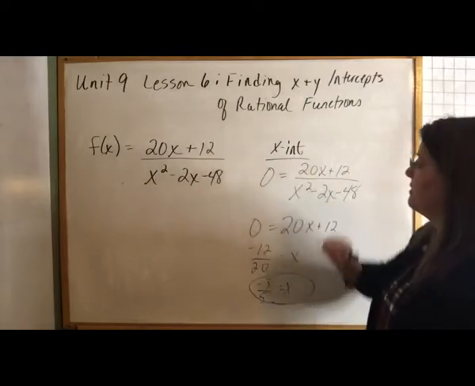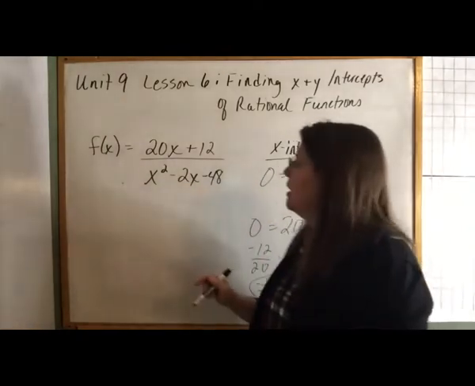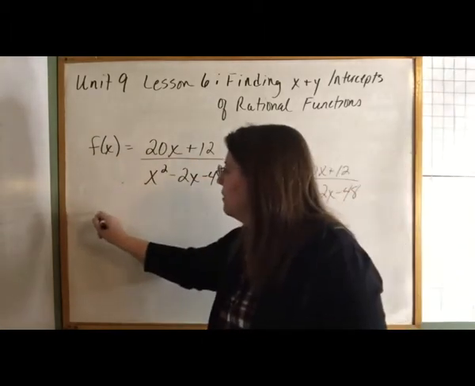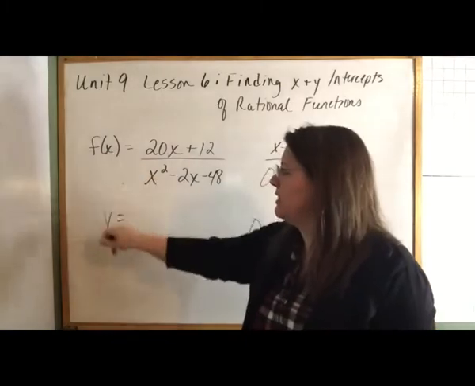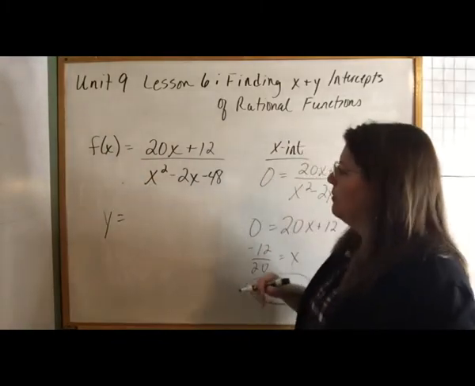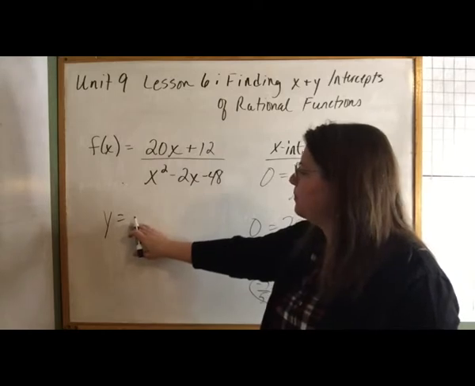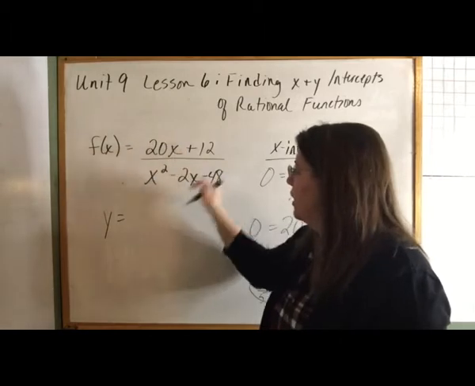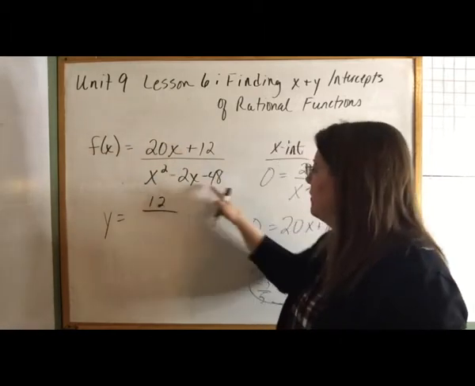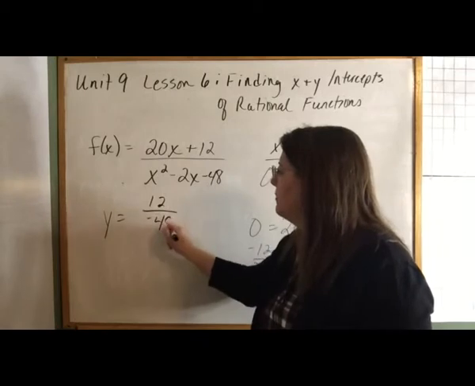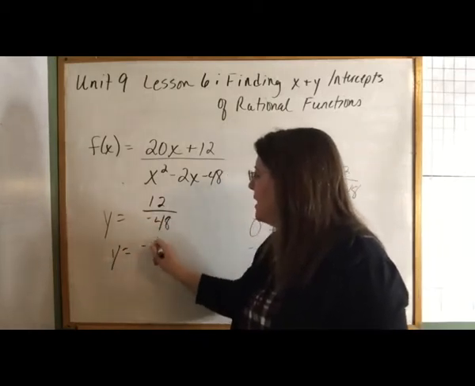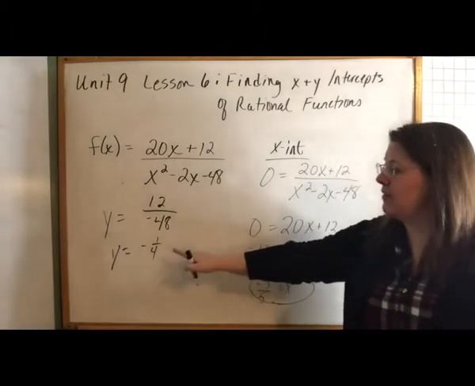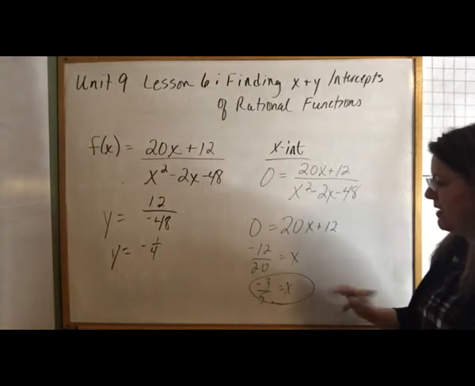And so we found the x-intercept. To find the y-intercept, remember we set x equal to 0. So I'm going to rewrite the f of x as a y, and everywhere that I have an x in this equation, I'm going to plug 0 in. So if I plug 0 in here, I just get 12 on the top. If I plug 0 in here, I get negative 48 on the bottom. So that means my y-intercept is at negative 1/4. Okay, so that means this graph would cross the y-axis at negative 1/4. It would cross the x-axis at negative 3/5.